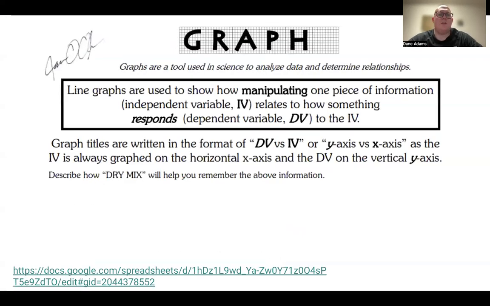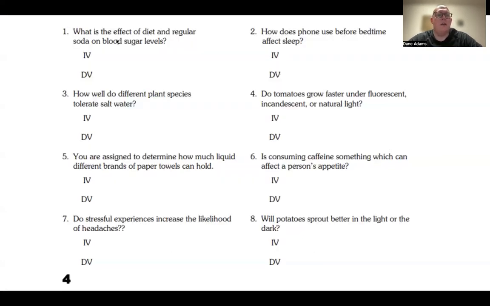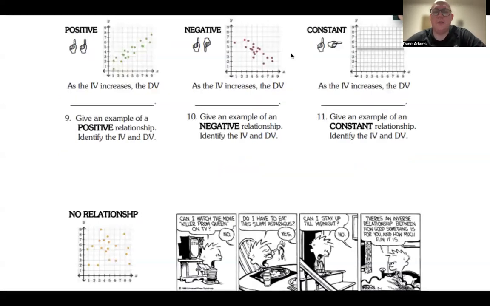One more thing I wanted to mention at the top of this page is whenever we title a graph, we always want to title it in this format: dependent variable versus independent variable, or Y versus X. So in the case of number 1, I would title this graph blood sugar levels, that's the dependent, versus type of soda. Number 2 would be titled amount of sleep versus phone use before bed. That's how I would title those graphs.